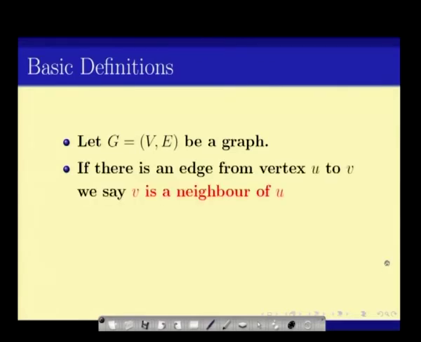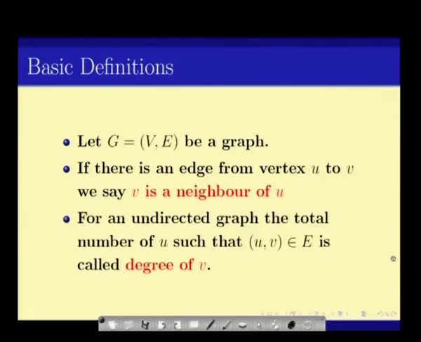If there is an edge from vertex u to vertex v, we say that v is a neighbor of u. Sometimes we also say that v is adjacent to u. For an undirected graph, the total number of edges that go out of u, which is the same as the total number of edges that come into u, is called the degree of the vertex u.